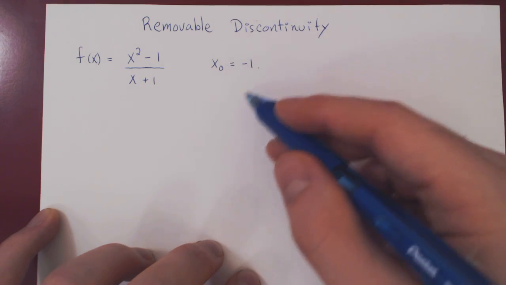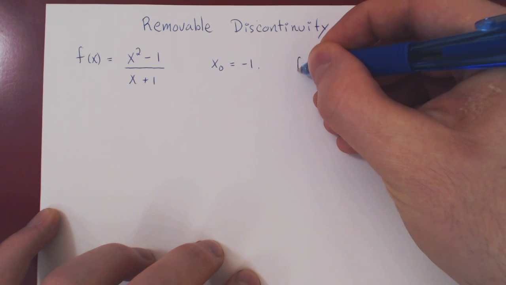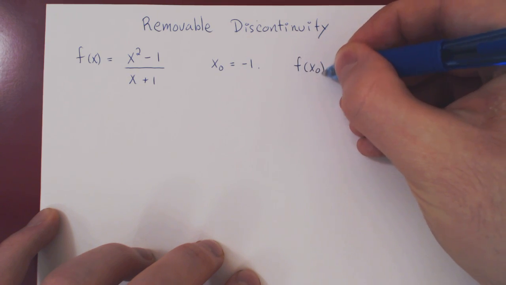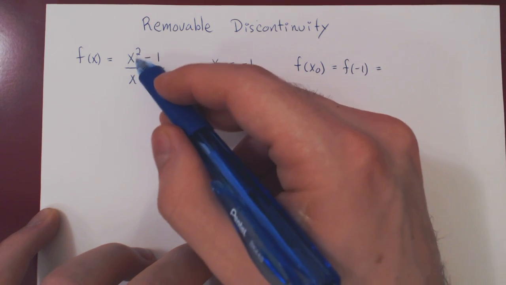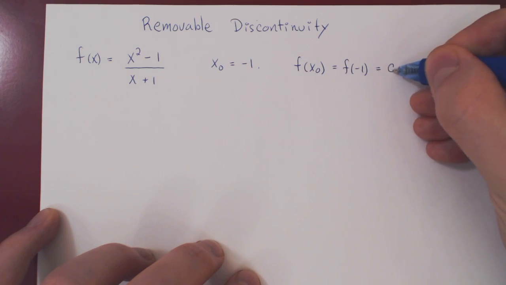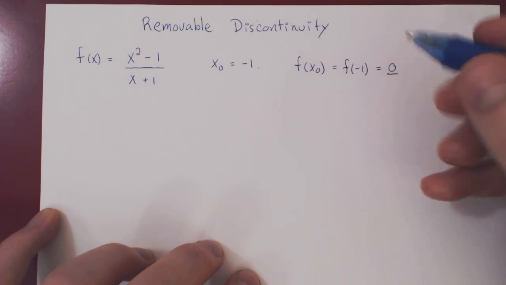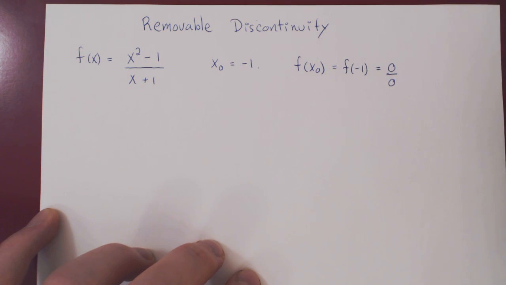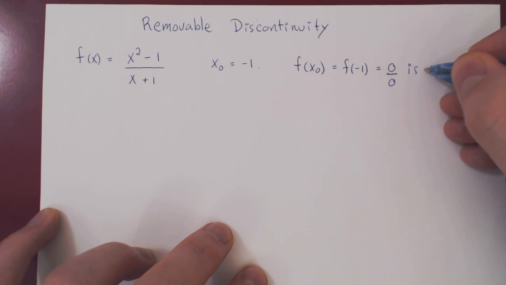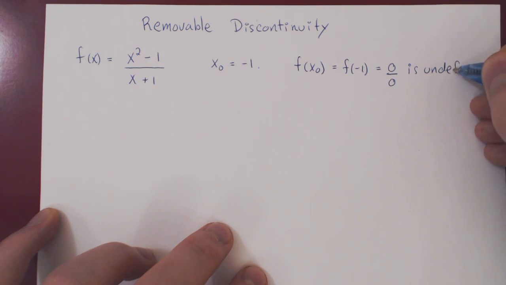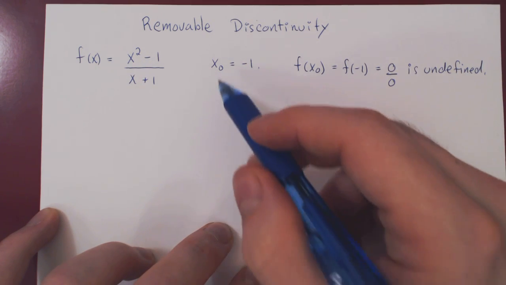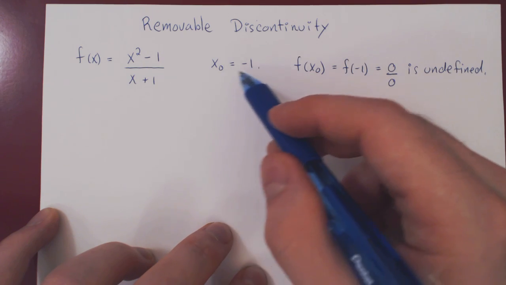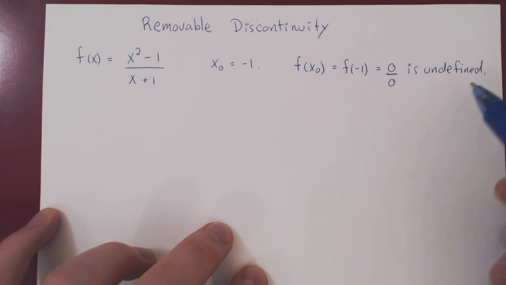So this is a possible discontinuity, and if we try to evaluate f at negative 1, let's see what happens. Negative 1 squared is 1, minus 1 is 0, over negative 1 plus 1 is 0. And of course 0 over 0 is undefined. So right away we know that the function f of x is not continuous at x0 equals negative 1, because the function is not even defined there, right?